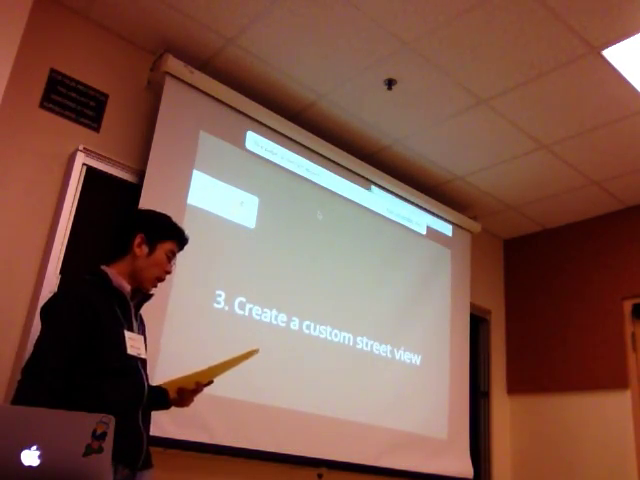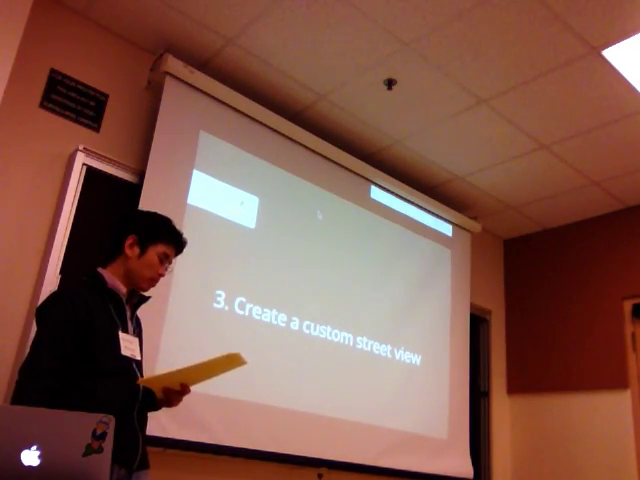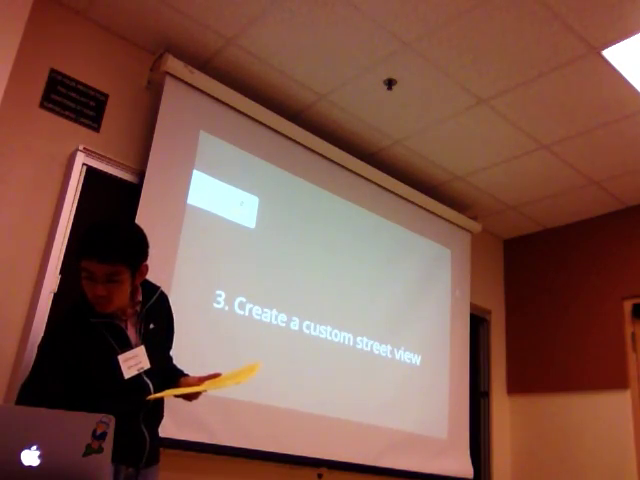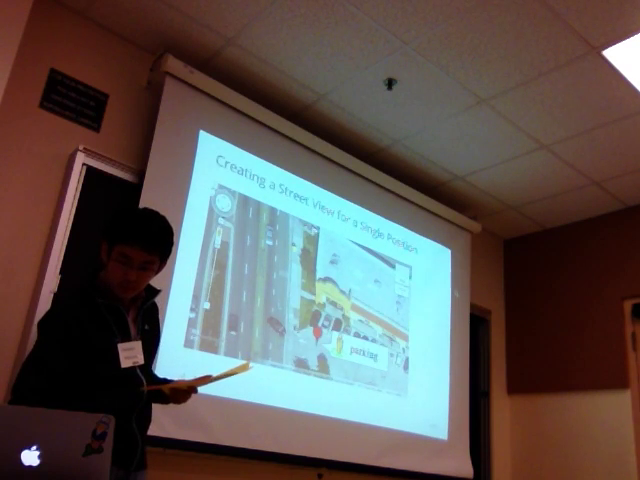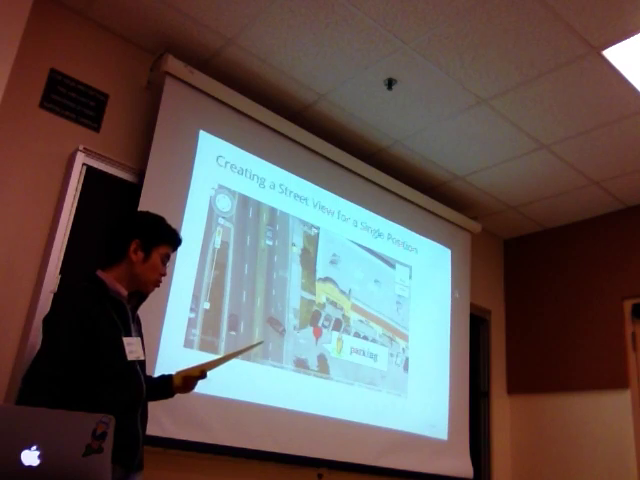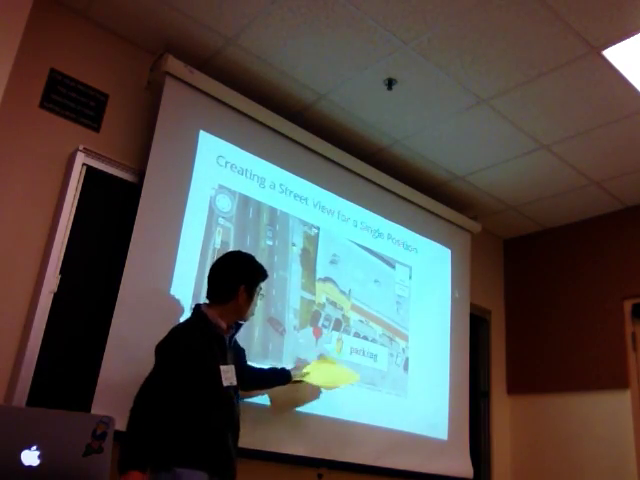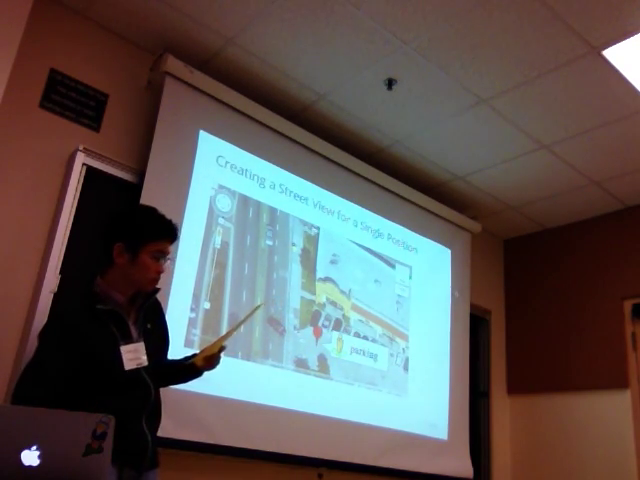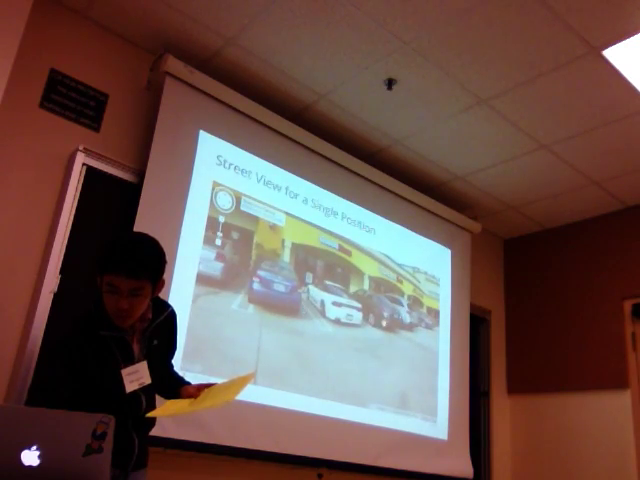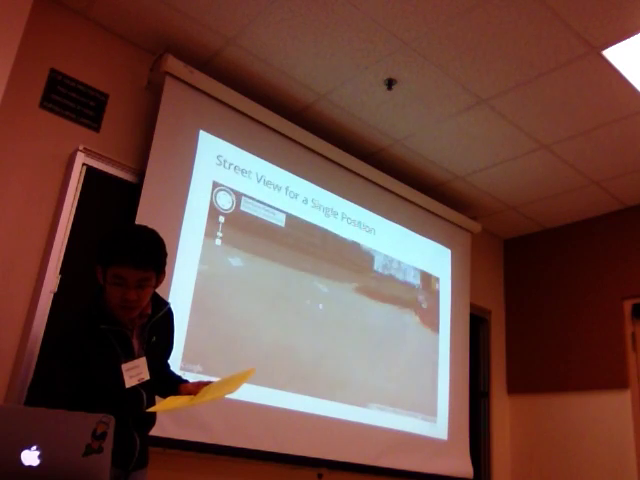In this section, I will talk to you about coding with Google Maps API. I will show you a simple street view for one position, for this position, like this. We can't move it yet.